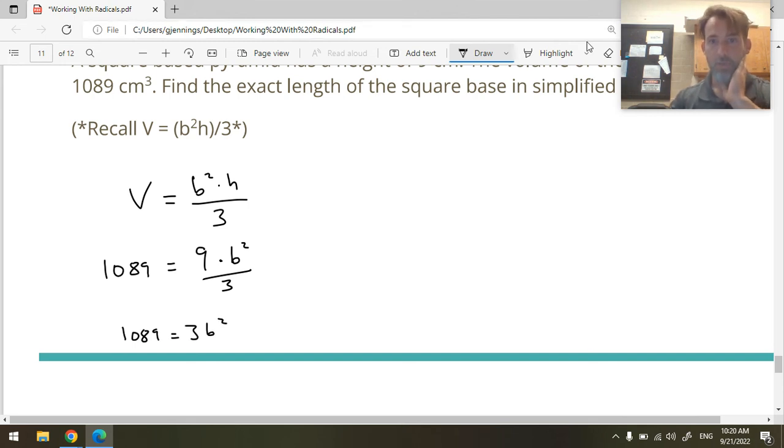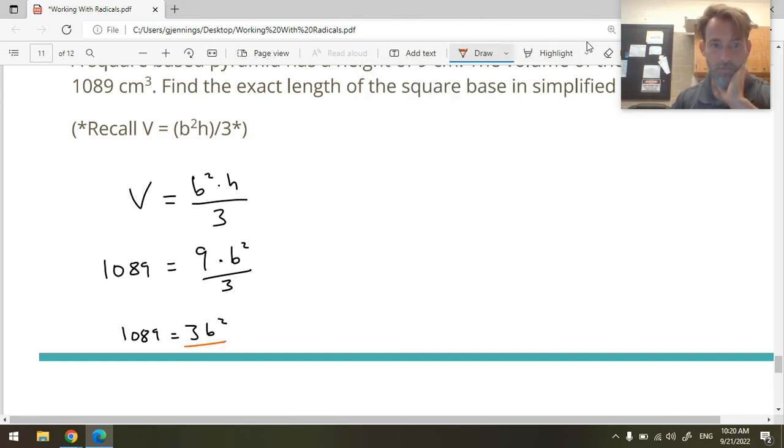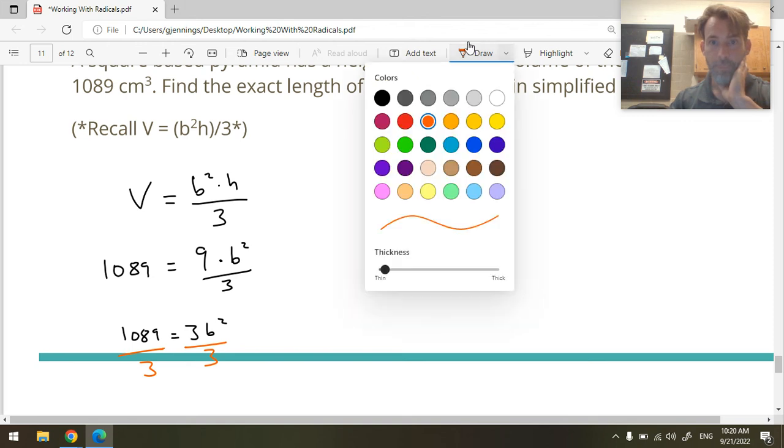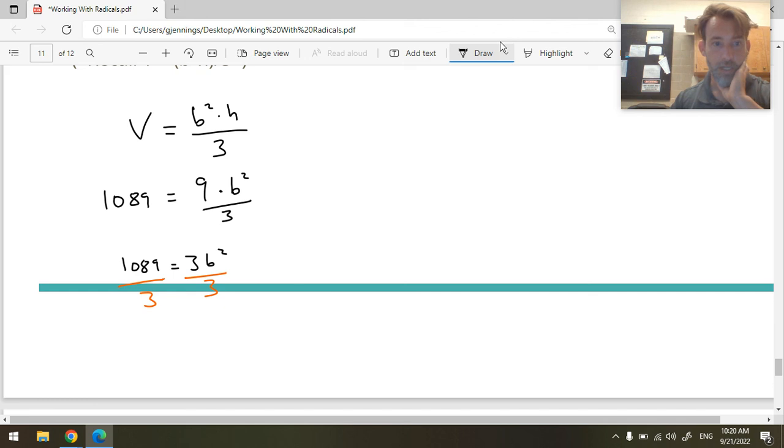Isolate for b. So I'm going to change color to do my inverse operations, a little habit I have. Divide both sides by 3. This number is indeed divisible by 3. Let's see what we get. We get, doing this in my head for math practice, 3 goes into 10 3 times, leaves 1. Goes into 18 because I left 1, so that becomes 18, not 8. So it goes in 6 times and goes into 9 3 times. So that's the b squared.